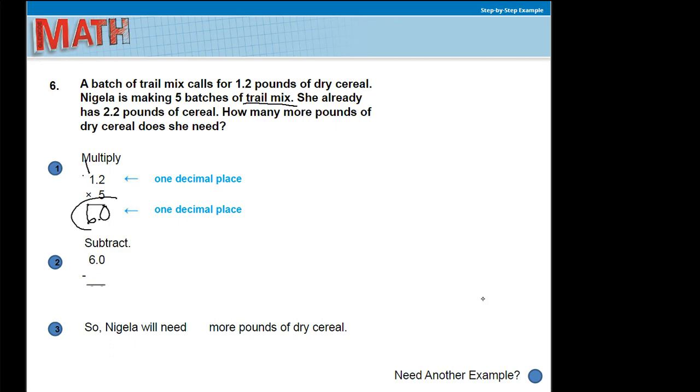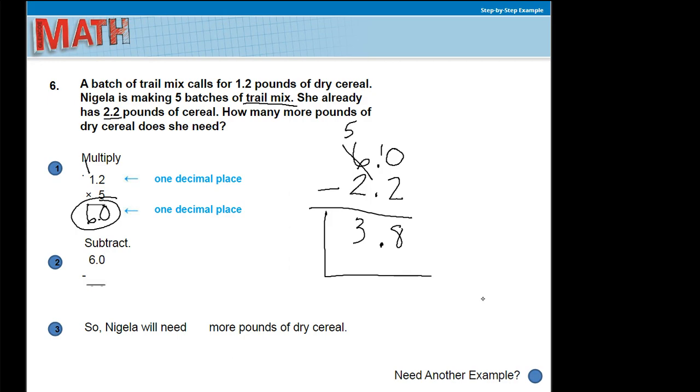So now that we have our total, which is 6, we need to subtract how much she already has, which is 2.2. So we put 2.2. Remember to line up our decimals and annex a 0 if we need to. And then we're going to subtract like normal. So we have 6. We have to borrow and make that a 5 and make that a 10 because you cannot subtract 0 or 2 from 0. 10 minus 2 is 8. And then bring down the decimal point straight down. 5 minus 2 is 3. So she will need 3.8 more pounds of cereal.